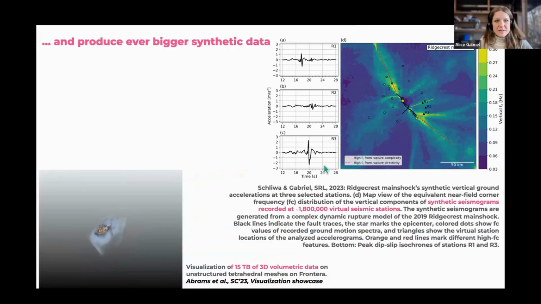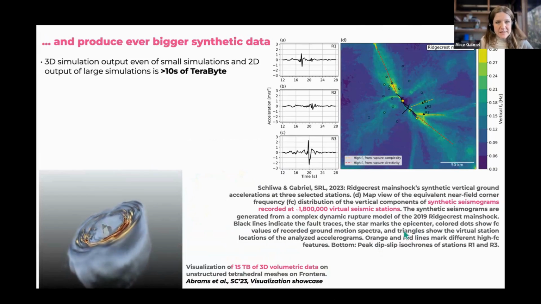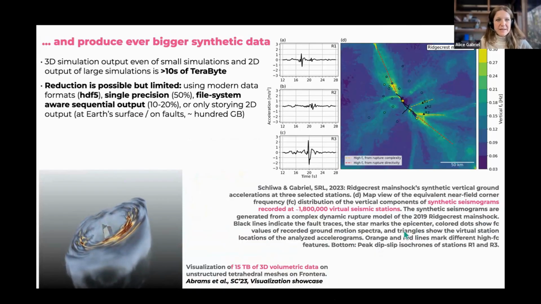These simulations produce large synthetic data. Here's 2 examples, a complicated visualization of Ridgecrest dynamic rupture simulations and an analysis of really densely sampled synthetic seismograms. This is again Ridgecrest, the Ridgecrest main shock, and if you're looking at corner frequency with this high resolution in space, we actually start to identify really interesting source effects that are visible far away from the actual fault system. And these kind of models can produce easily tens of terabytes.